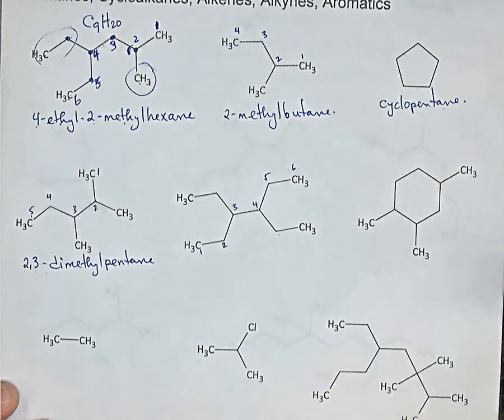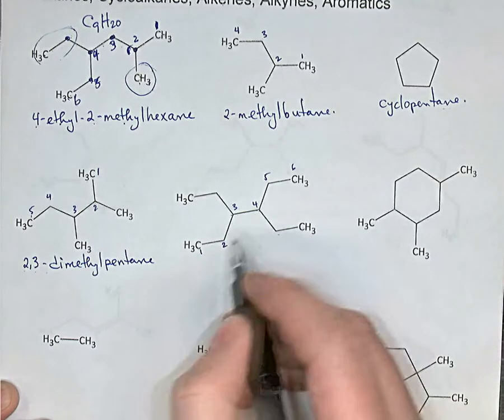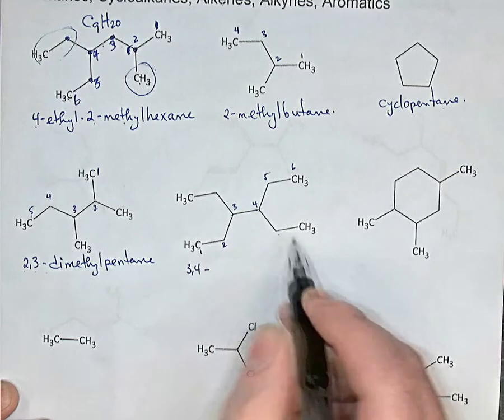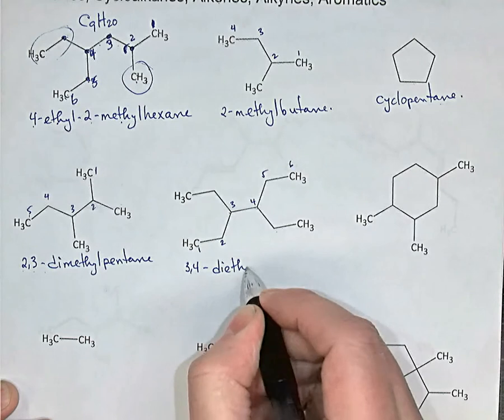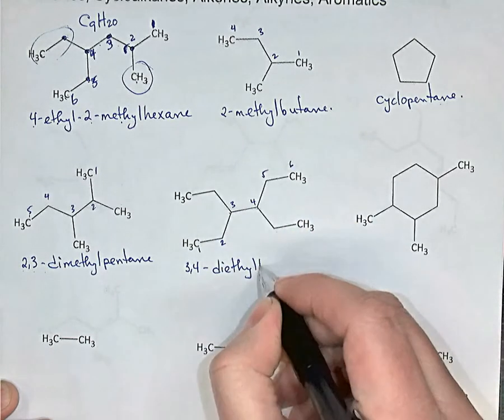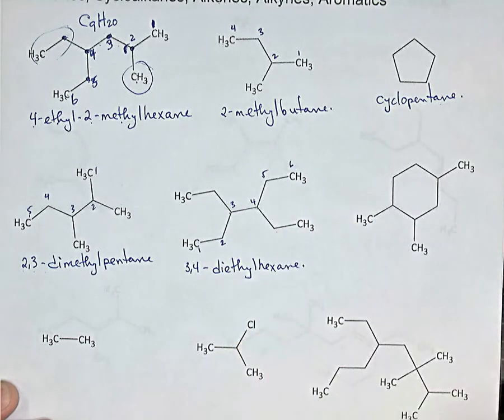Okay, methyl, ethyl, propyl. You just take the name of the alkane. Methane is a single carbon alkane. You drop the ane and you add yl. So methane becomes methyl. Ethane, a 2-carbon hydrocarbon, becomes ethyl, and a 3-carbon would become propyl. So in this case, we have a 3 and a 4, so 3,4, and again, there are 2 of them, so we'll use the prefix diethyl, and then 6 carbons, hexane.